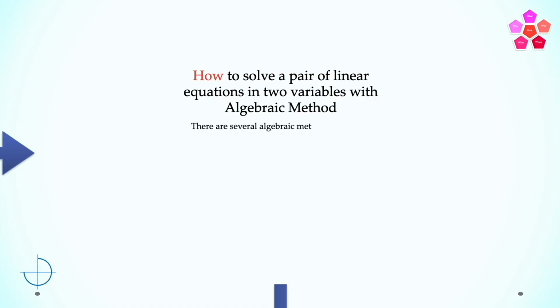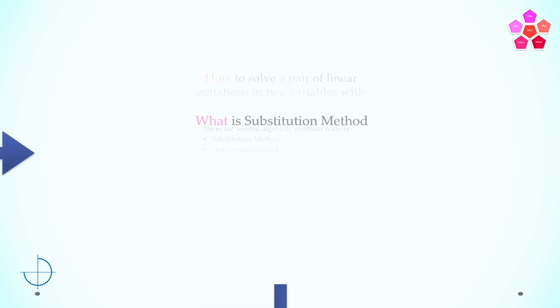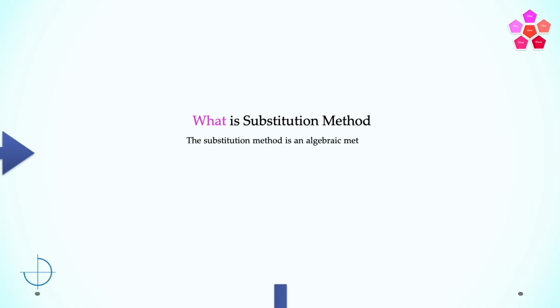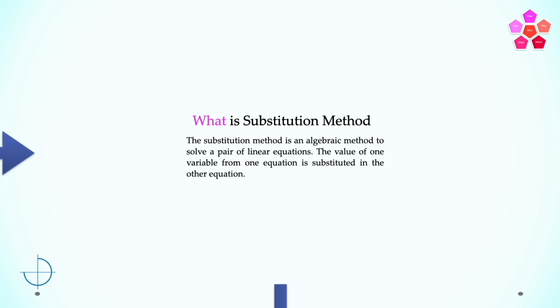There are several algebraic methods, namely substitution method, elimination method, and cross multiplication method. So the next question obviously is, what is the substitution method? The substitution method is an algebraic method to solve a pair of linear equations. As the name suggests, the value of one variable from one equation is substituted in the other equation. Let's see this with an example.